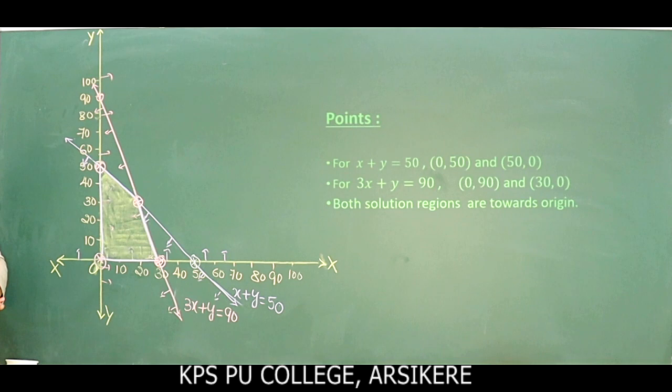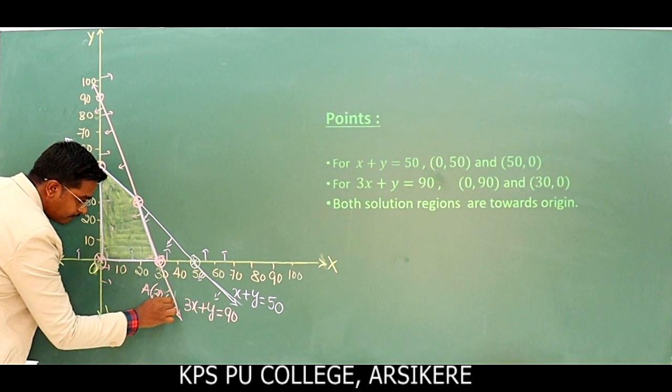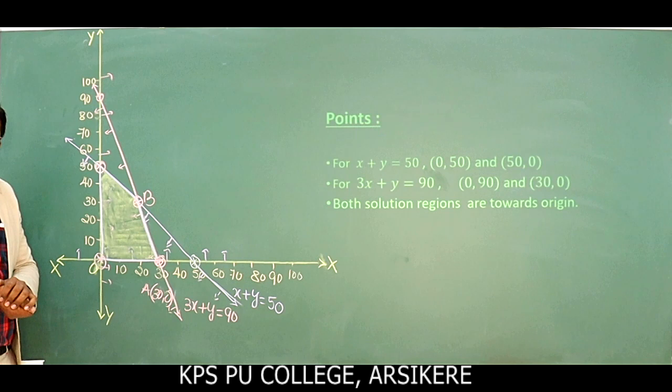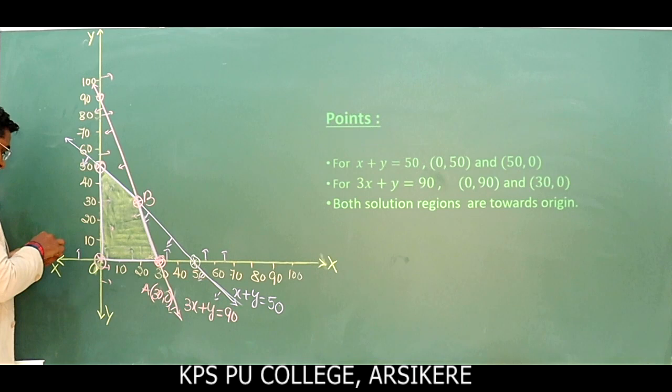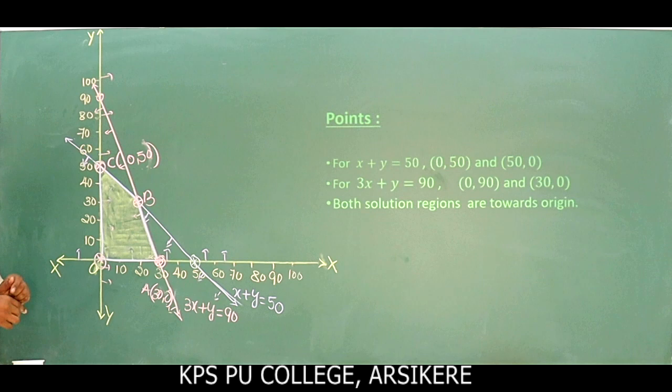So the first point, this is the point A. The corresponding point is 30, 0. Clear? 30, 0. The second point is B. This is the point of intersection of the lines 3x plus y is equal to 90 and x plus y is equal to 50. Clear? What about another point here? Another point I will take as point C. This is the point on which axis? Y axis. The corresponding point here is 0, 50. Clear? So these are the corner points, and we have another one here, the origin. The corresponding point here is 0, 0.